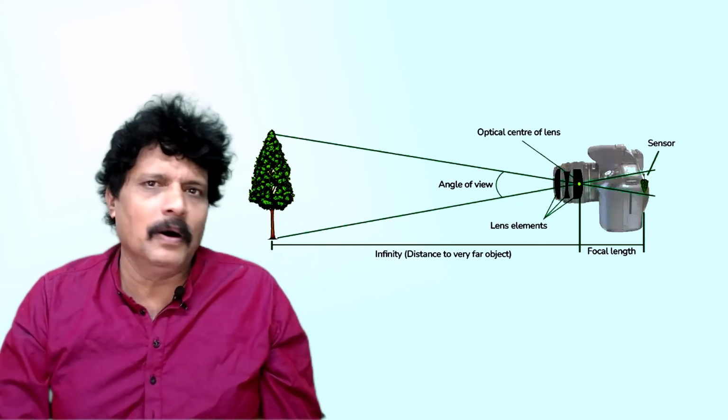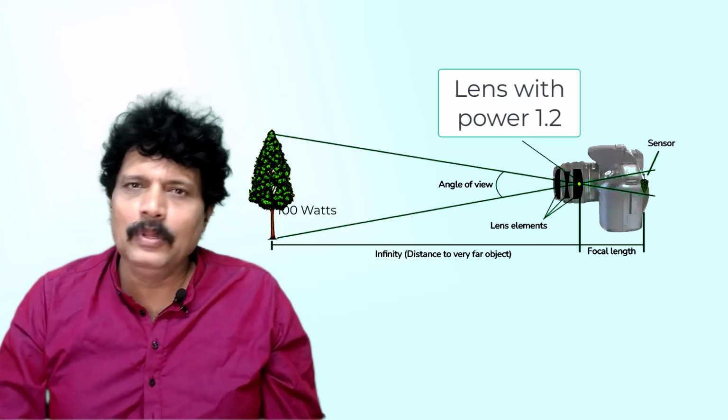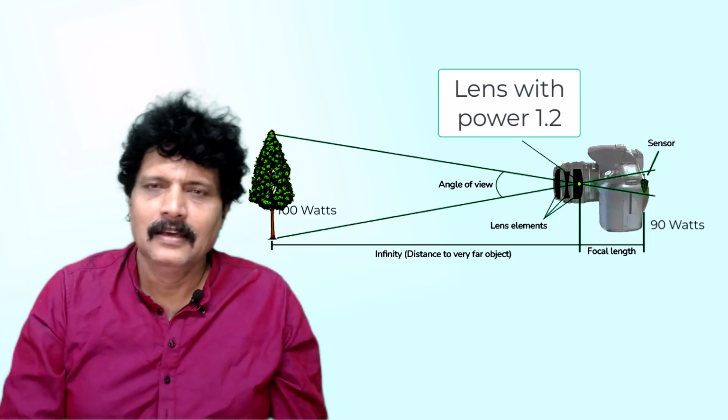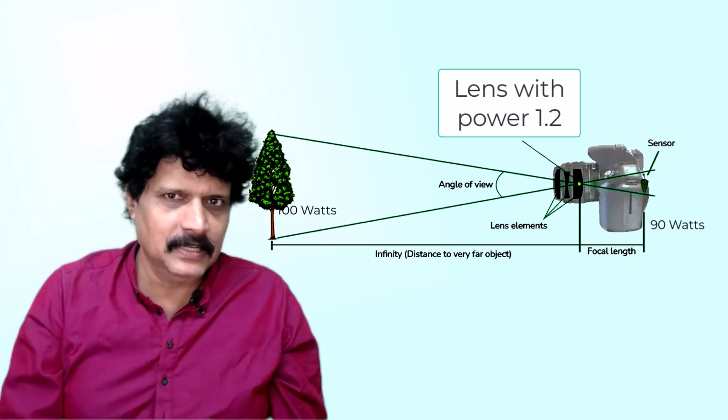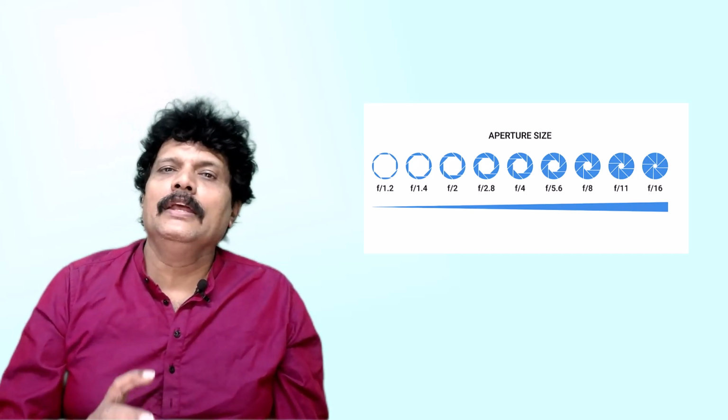Normally, the most powerful lens is 1.2, and in a 1.2 lens, if you have 100 watt lights, you will lose 10% light and 90 watt light is going to reach the image. And this we are going to control by controlling the diameter of the lens.